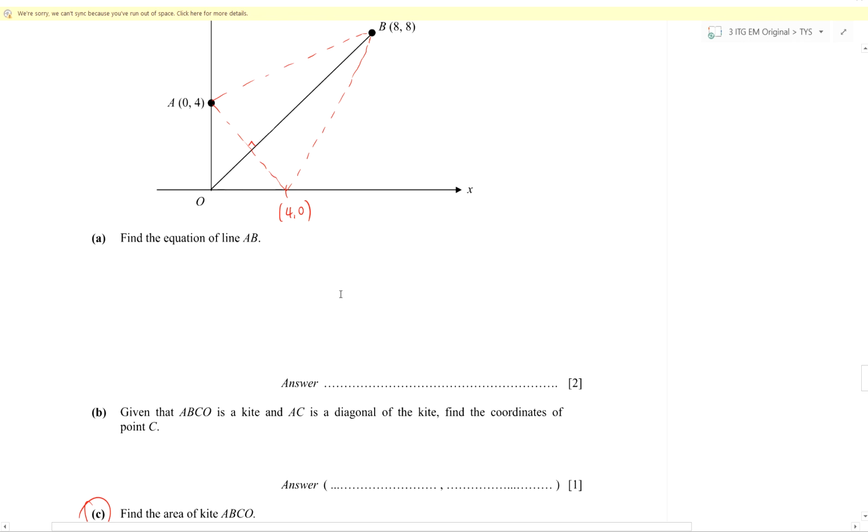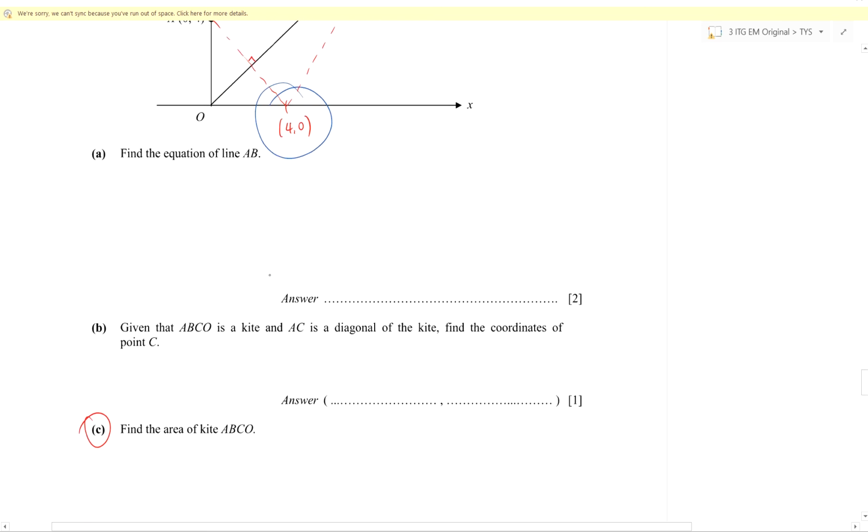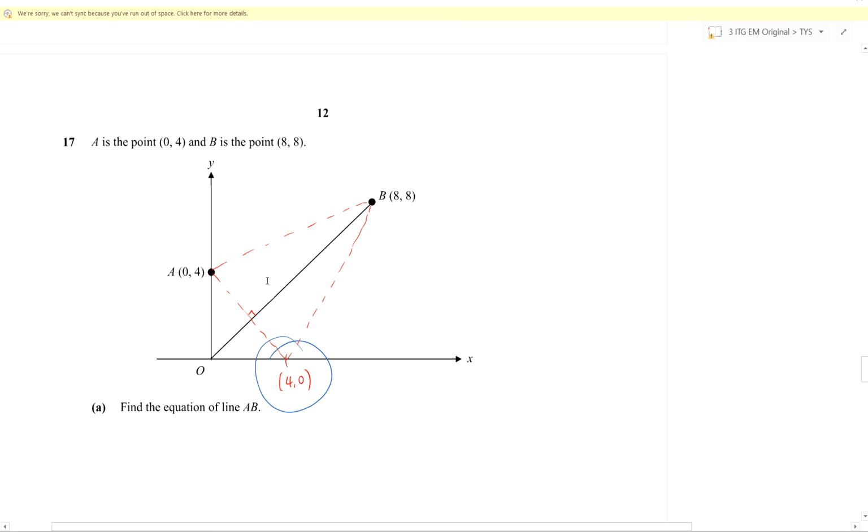Question 17. A kite is not a parallelogram. A kite looks like this. The diagonals of a kite are perpendicular to each other. By symmetry, we get these coordinates 4, 0. Now part C. Diagonals refer to the line joining opposite points. This is a diagonal.